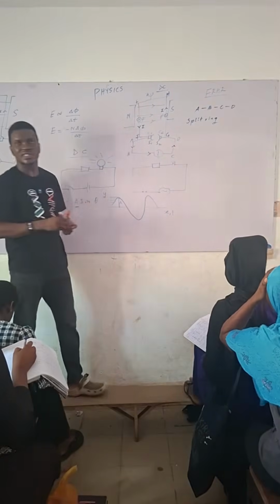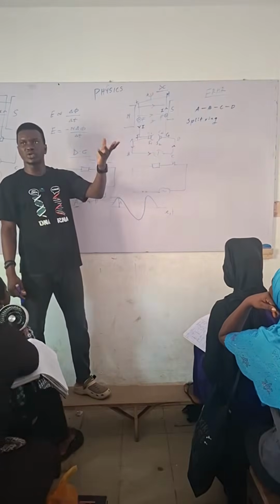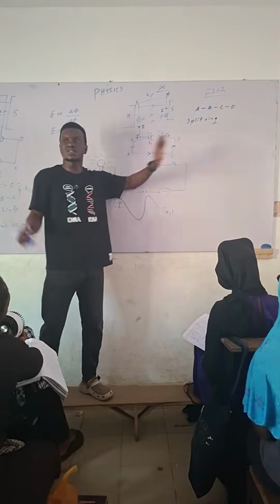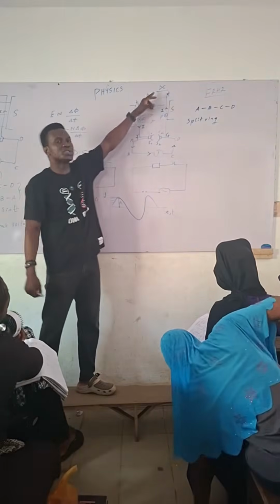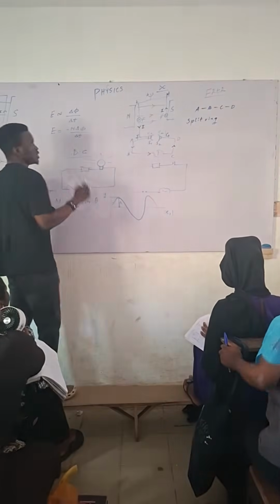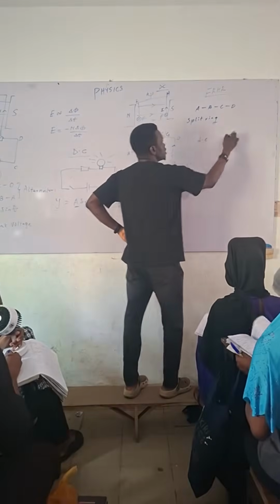Can you picture what I'm saying? So A, B, C, D will not flip. And if that does not flip, then the current will still go through A, B, C, D. And that is what you have for a DC circuit. So for a DC, current only goes in one direction. So let's now differentiate between AC and DC.